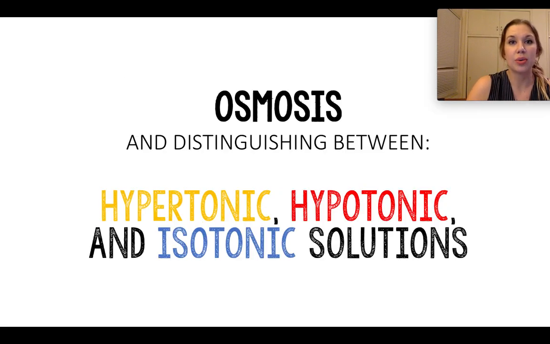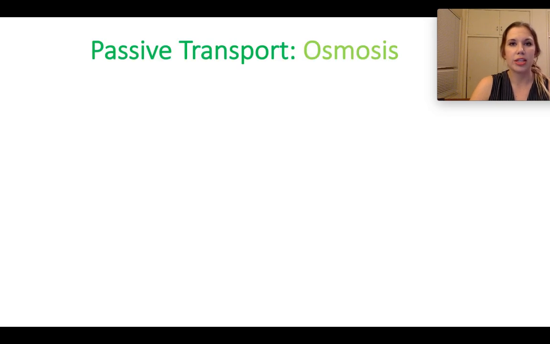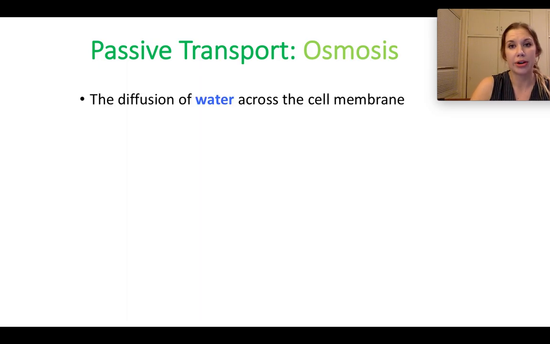All right, so this is a quick review slash tutorial video on osmosis and how to distinguish between hypertonic, hypotonic, and isotonic solutions. This is from Unit 2 Cells, Concept 2 Cellular Transport, and we are specifically talking about passive transport, a specific type called osmosis. Now, osmosis is the diffusion of water across the cell membrane. That's all it is. It's just water diffusing across the cell membrane.